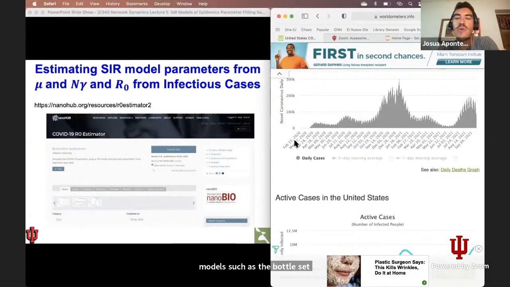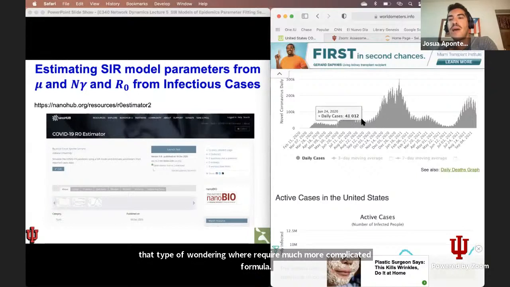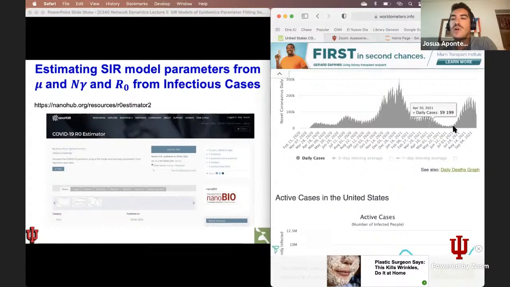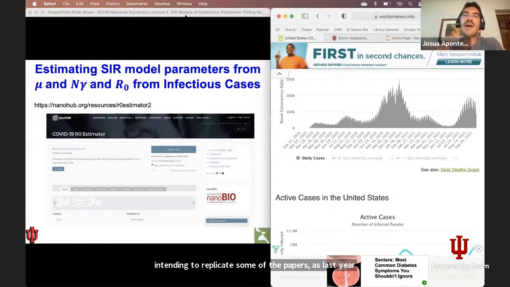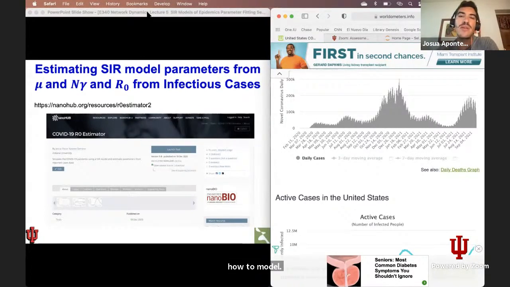So that type of modeling will require much more complicated mathematical formulations of the model, and also additional assumptions and model structure in terms of having influx of people and so on. I'm not necessarily sure if we're intending to replicate some of the papers as we did last year, but some of these papers do look at how to model seasonality, for example, of certain diseases. So that would be interesting.